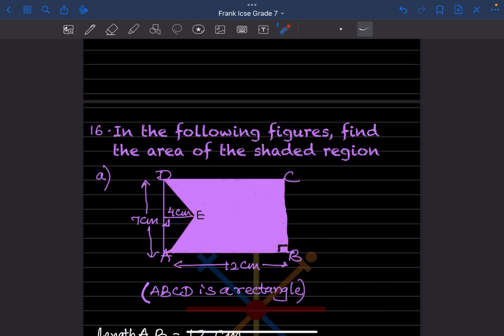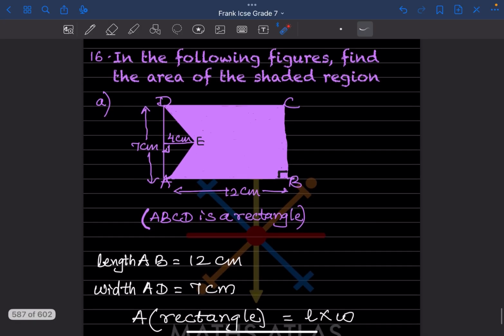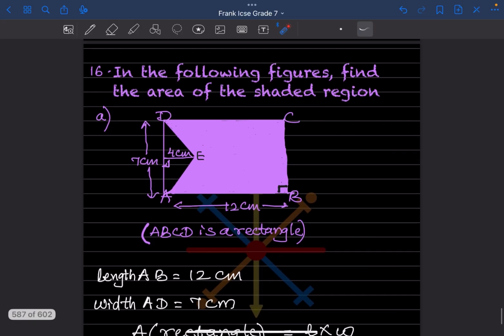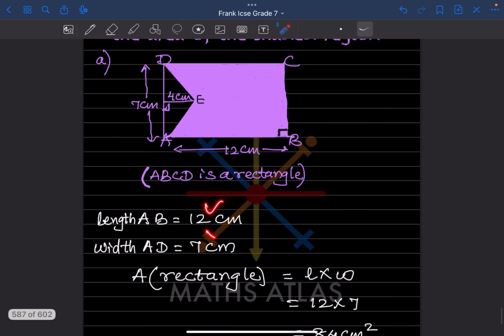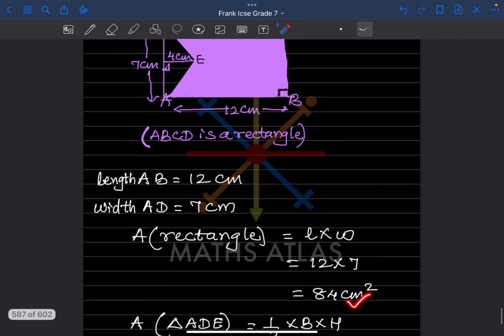So this is given that ABCD is a rectangle. Here AB is the length, that is 12 centimeters, and this is the width, AD, that is 7 centimeters. So area of rectangle is length into width. So this will be 12 into 7, that will be 84 centimeter square.